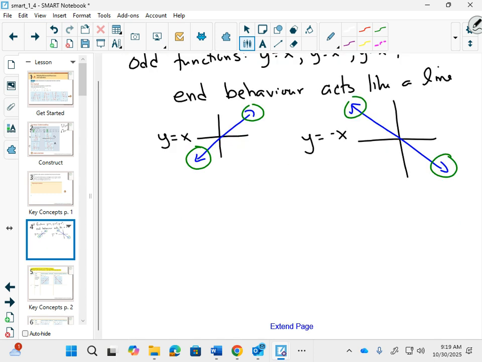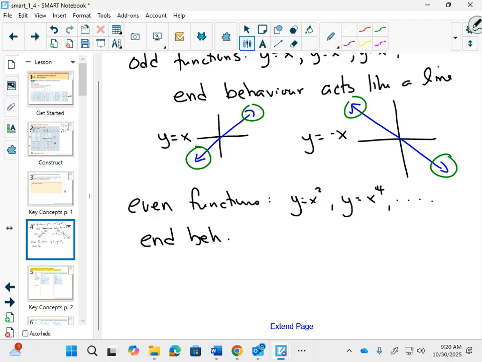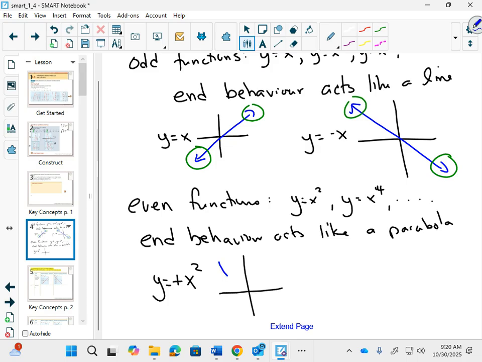And even functions. If the highest degree is an even number, like an x squared graph, then the end behavior acts like a parabola. So if you have a leading coefficient that's positive, a positive x squared, well, this is what a parabola looks like when it's positive, and there's your end behavior as a result.